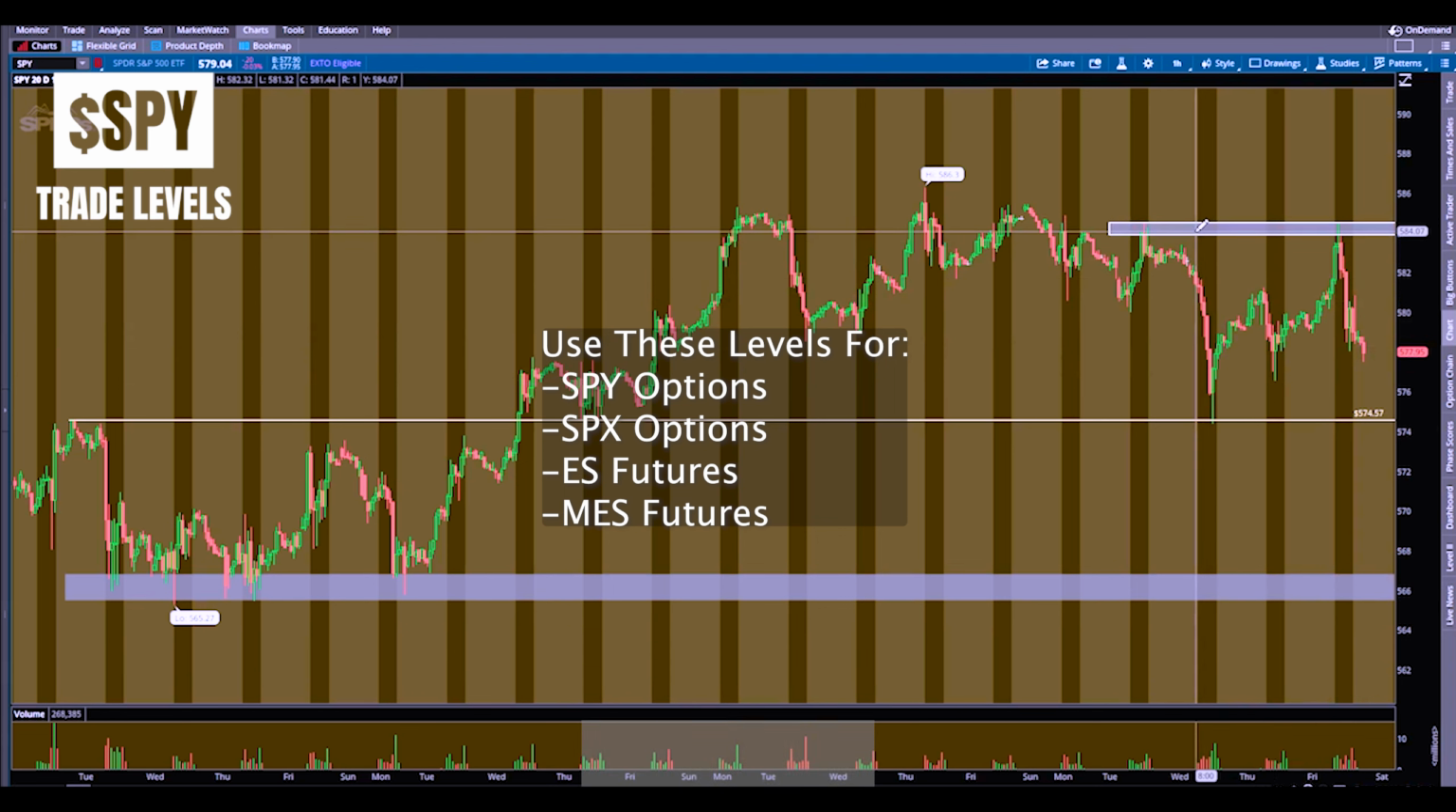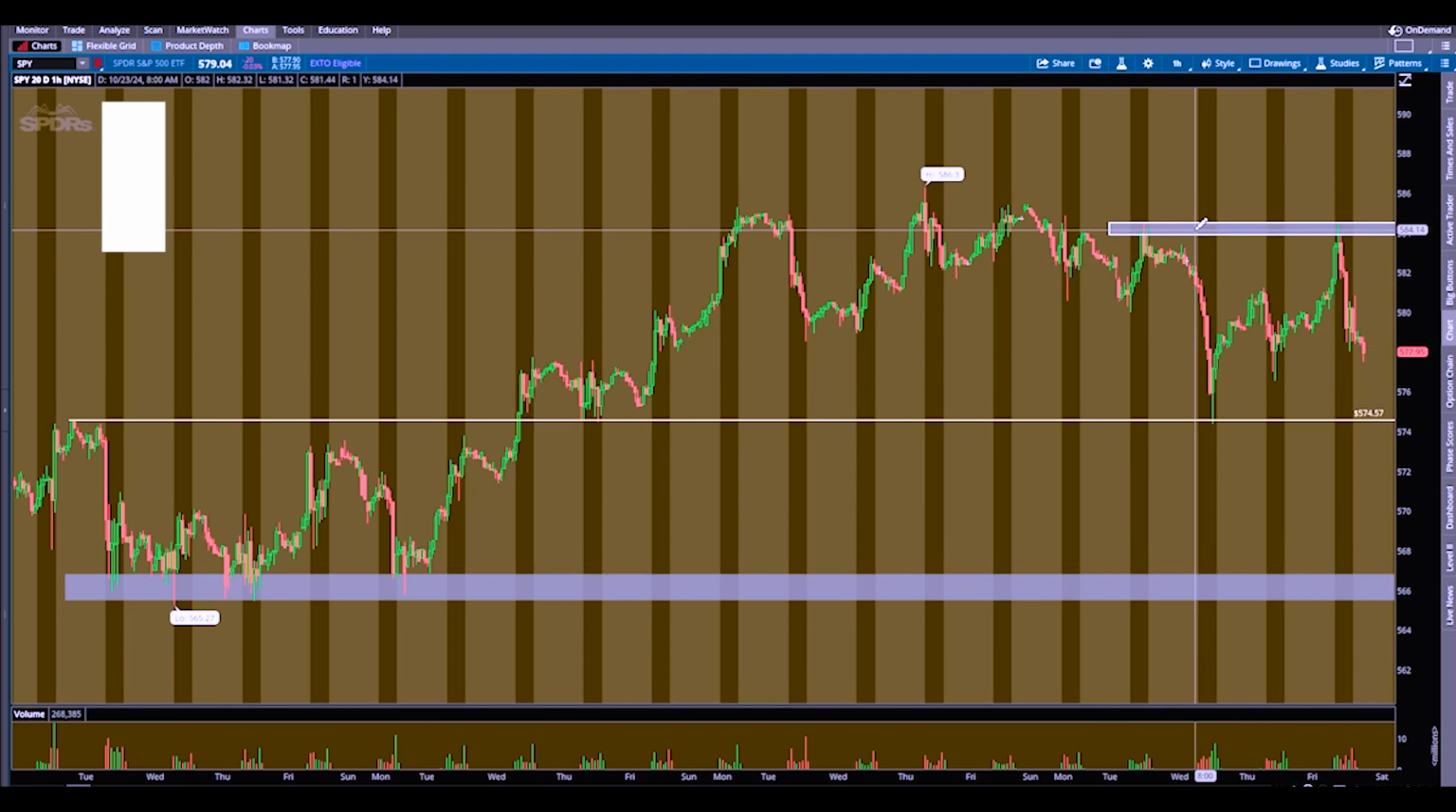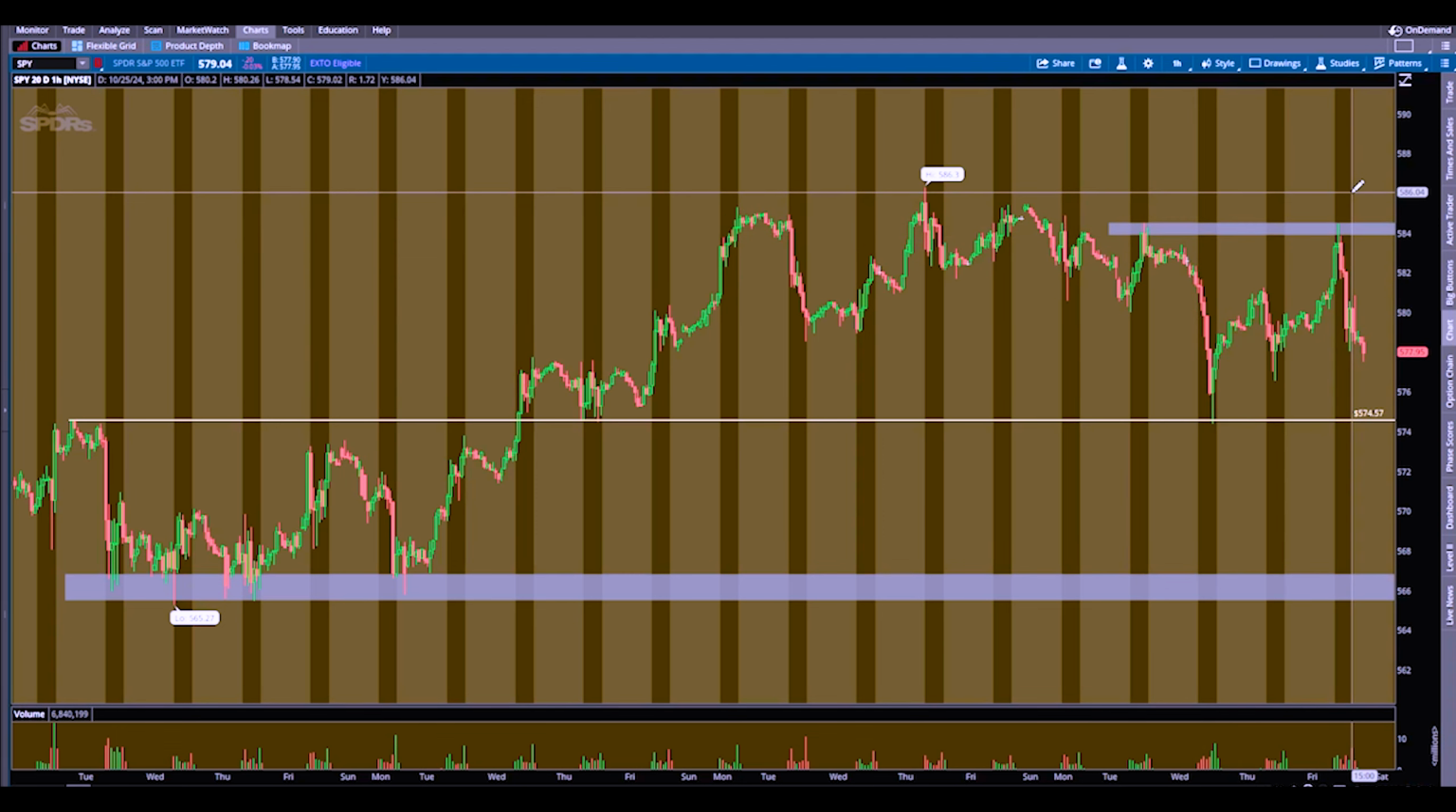First zone here is current supply on the hourly around this 584. Looking for a reject here for puts or ES shorts. But if we come up with strength, we do not confirm to the downside, we break above, I will watch the pullback for the retest for a possible bounce for calls or longs. Current support on the hourly is 574.5. I will watch that for a possible bounce for longs or calls.